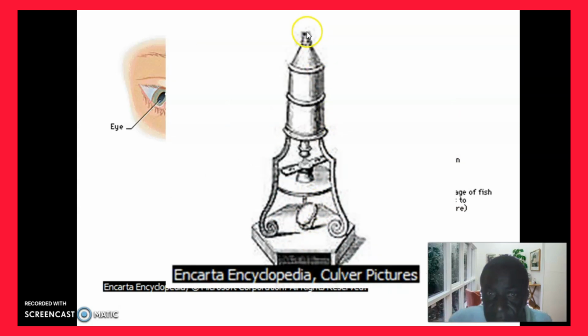So you can see the monocular. This is where you probably put your eye. And this is the mirror that collects the light and transfers it. The light comes and goes straight up here. Whatever they want to examine is there, and the eye will now see it.